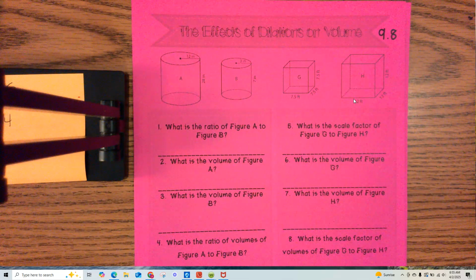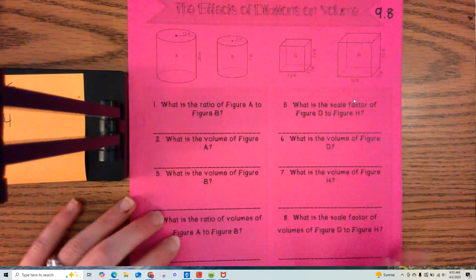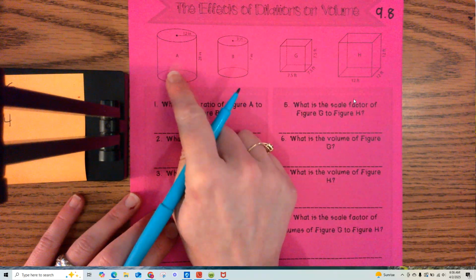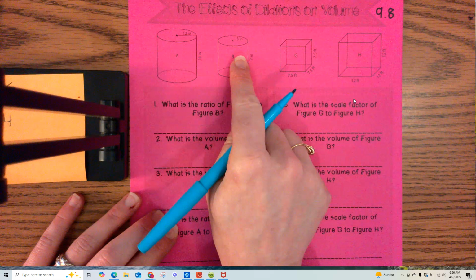Alright, this video is for lesson 9.8 notes. This is going to be the effects of dilations on volume. So we're going to do this two different ways. So here we've got a big cylinder and a small cylinder.